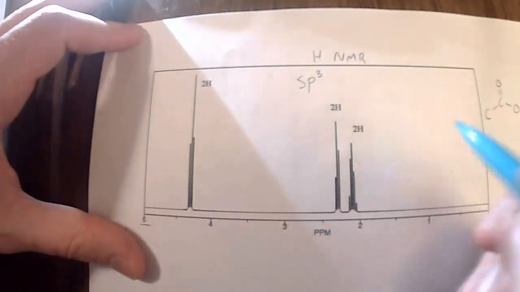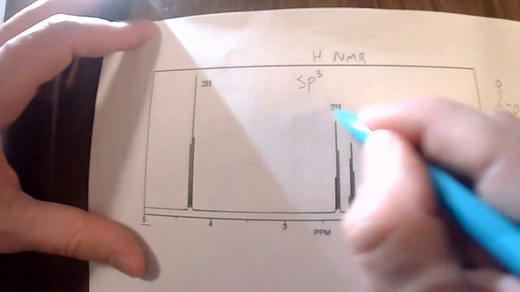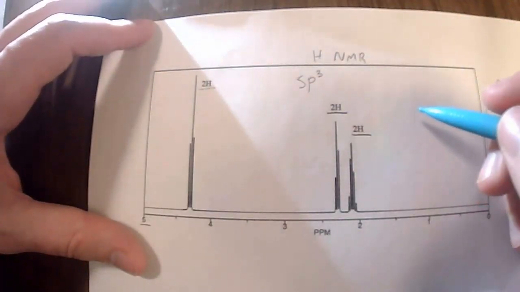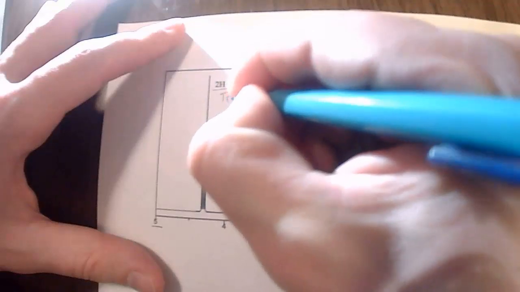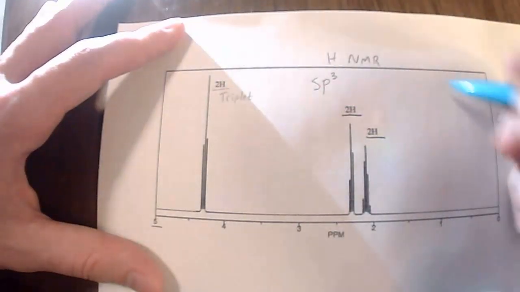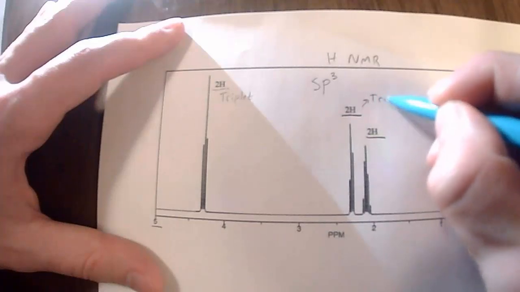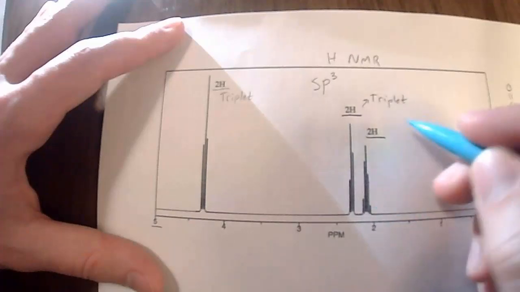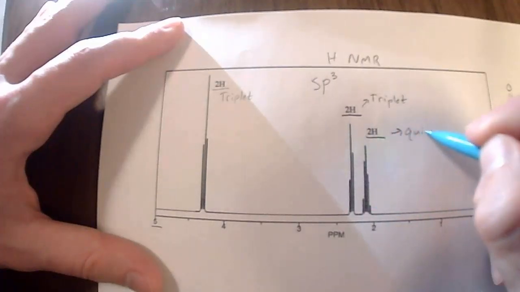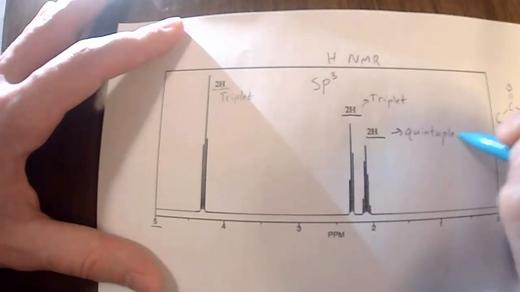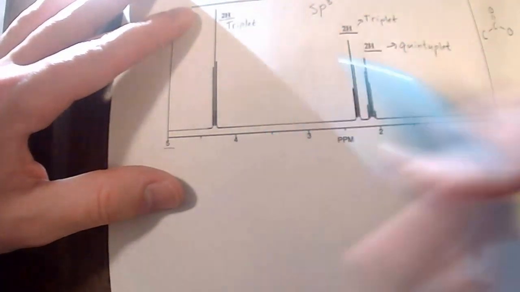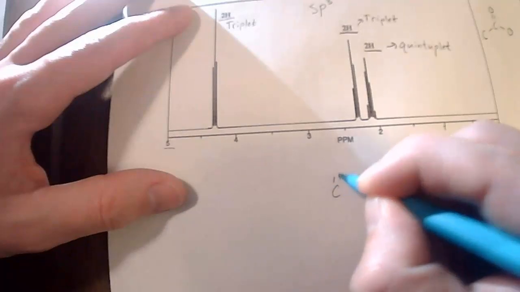Now, looking at the spectrum, we have 3 peaks, all with 2H integration, and then we have a triplet. Here we also have a triplet. And here, 1, 2, 3, 4, 5, we have a quintuplet. All right. I'll redraw this down here.